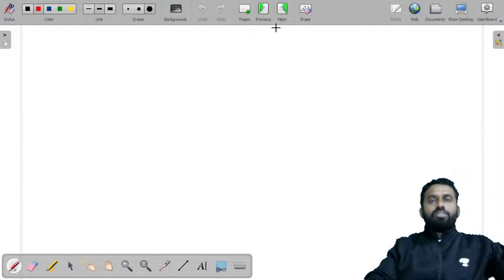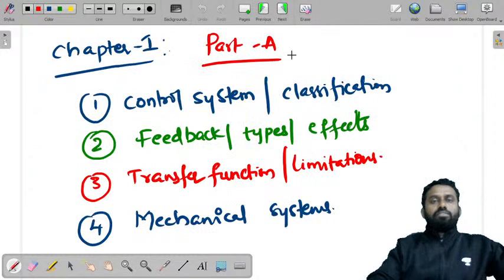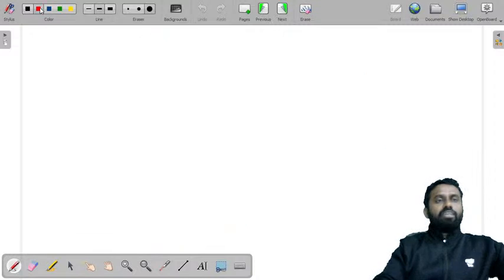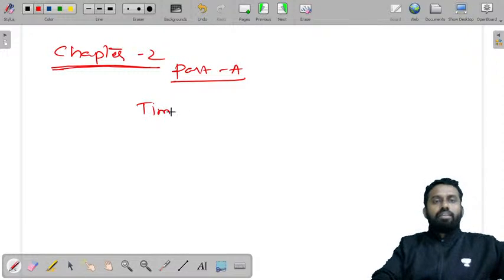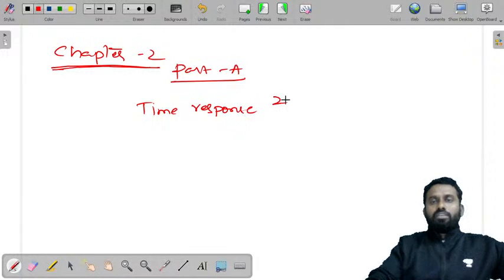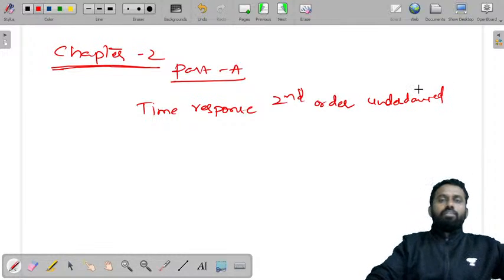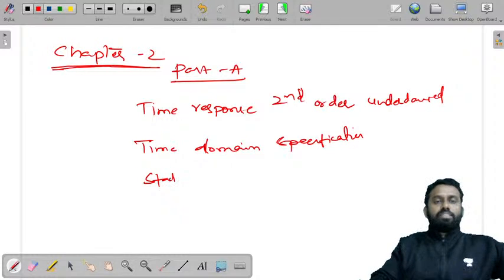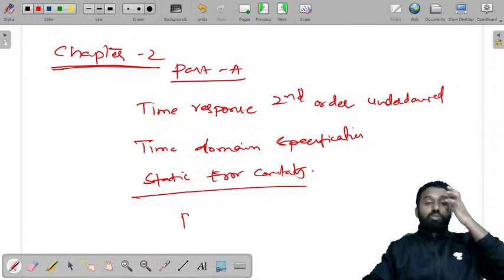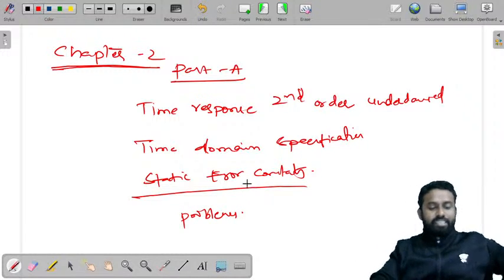So today, as a part of this, we have learned chapter 2 part A, that is time response of second order underdamped system, and also seen time domain specifications and static error constants, right? And some problems based on them. This is very useful for your external examinations.